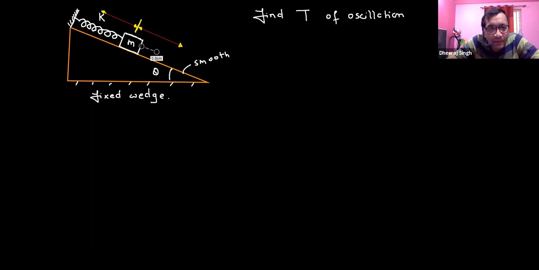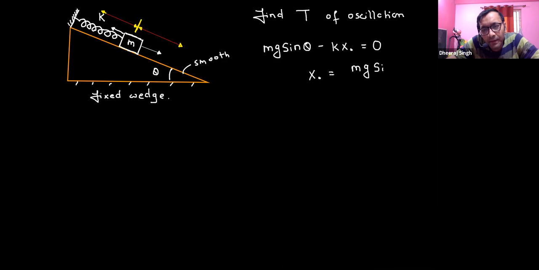This is mg sin theta, and there will be a spring force backwards. Along the path of SHM, when mg sin theta and kx balance out, this is x naught, which is equal to mg sin theta by k. This is the initial extension.